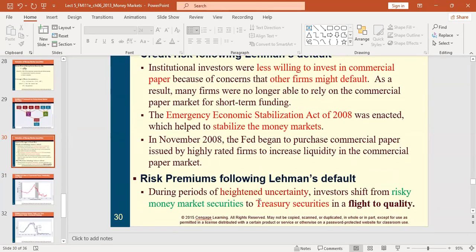So during the period of heightened uncertainty, investors will shift from risky money market securities to Treasury bills. So most investors use Treasury bills to balance their investment portfolio. But when the economy is down, especially like during the crisis pandemic period now, many companies will shift some part of their investment to Treasury bills because no matter the pandemic, the government will always exist. So after the pandemic is over, they will always have money, whether they print the money or whichever way, they will always pay back. So most investors will invest more in Treasury bills because it's less risky. So when the economy is good, they will invest more in other types of securities.